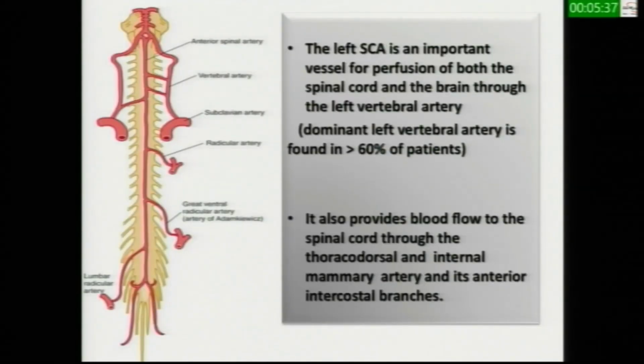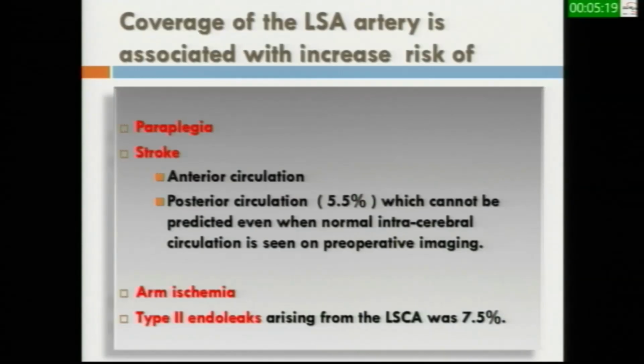As we know, the left subclavian artery is very important for perfusion of the spinal cord and the brain, and it is dominant in more than 60% of patients. It supplies the spinal cord through the thoracodorsal and mammary artery and its anterior intercostal branches.